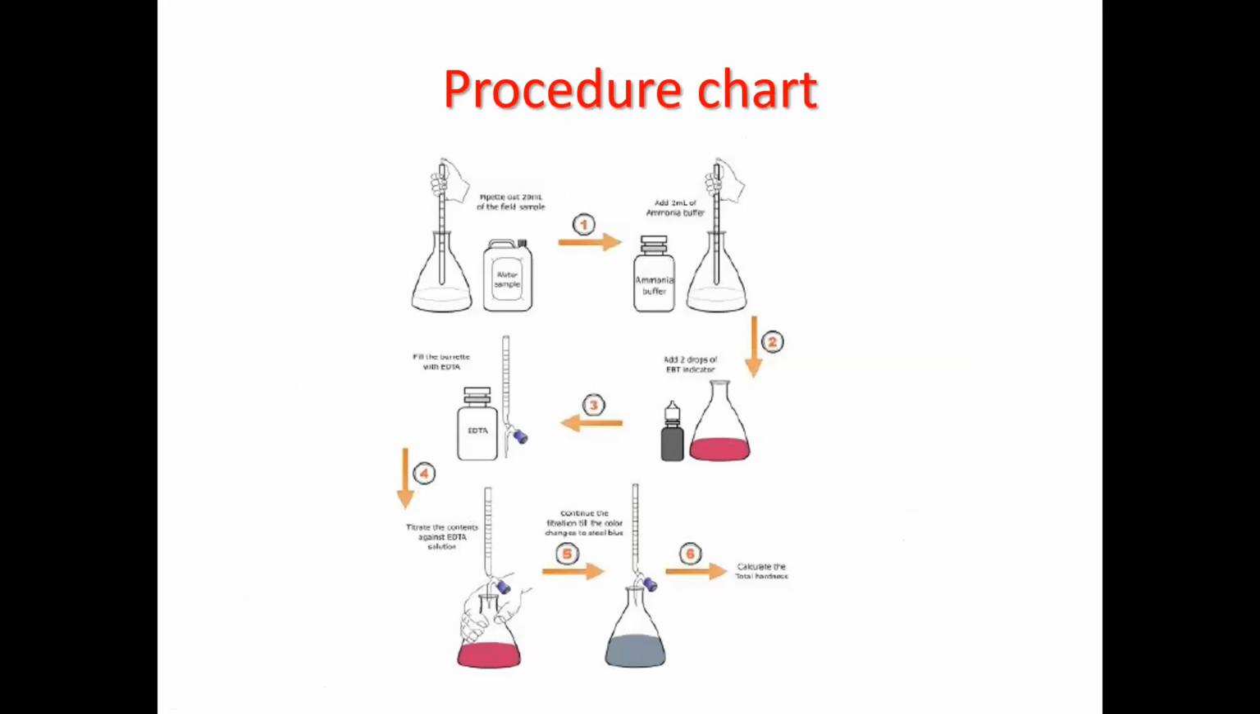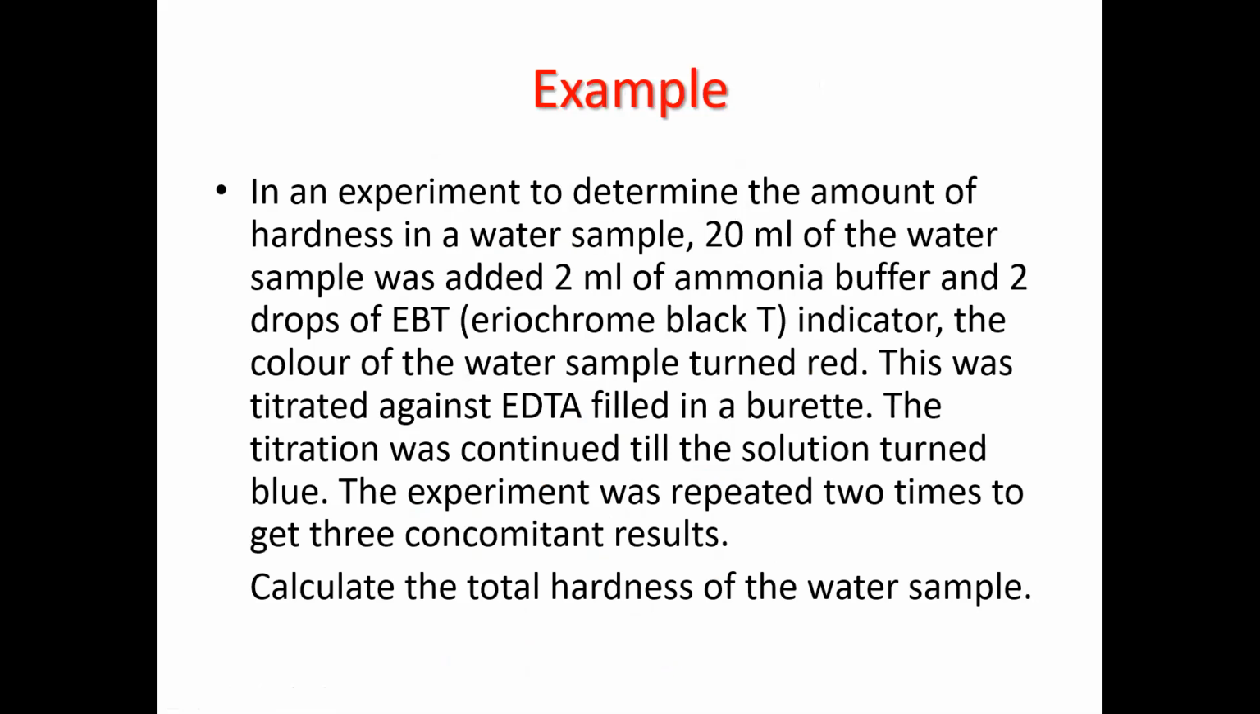So this is the procedural chart. You have your water sample, so you can prepare up to 20 ml of your sample. Then you add your ammonia buffer. Remember, I said we must put a buffer there because we want to control the pH. Then you add 2 drops of Eriochrome Black T. Then you fill your burette with the EDTA. You turn the tap to titrate, and at the end point, you see a color change, and you calculate the total hardness from there.